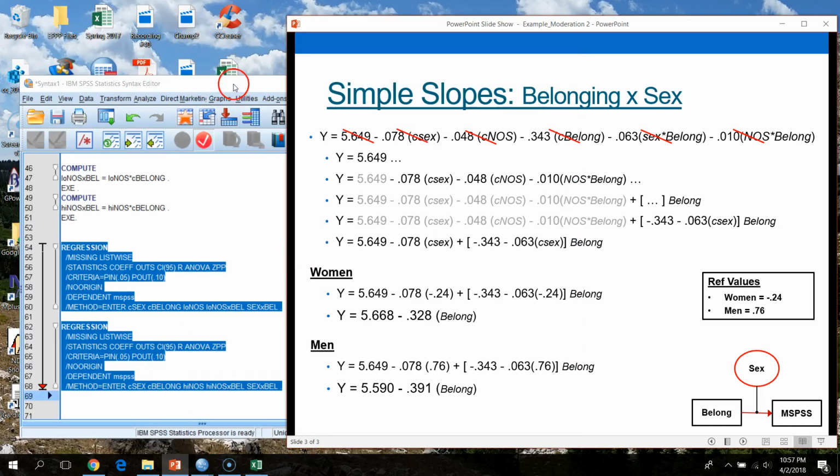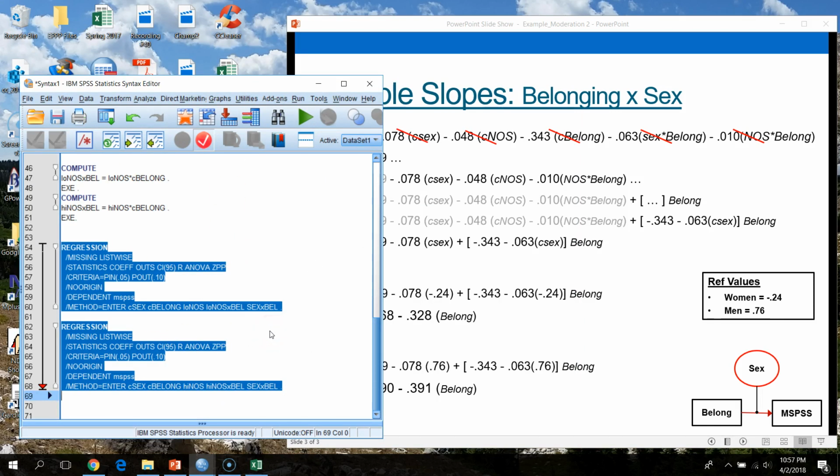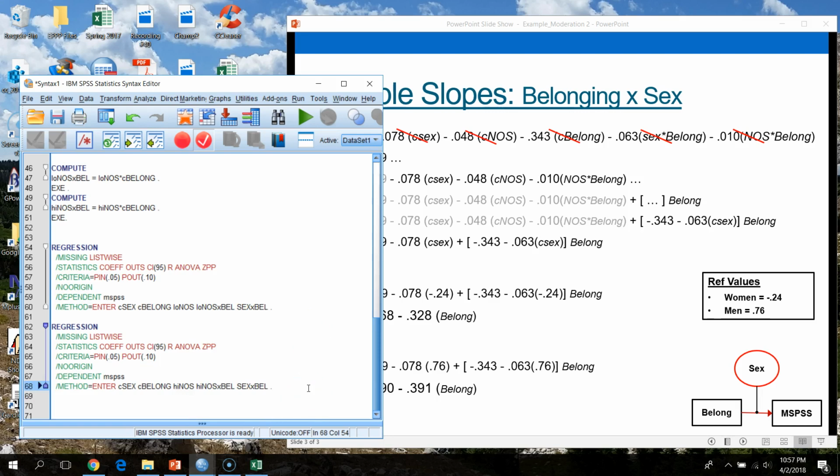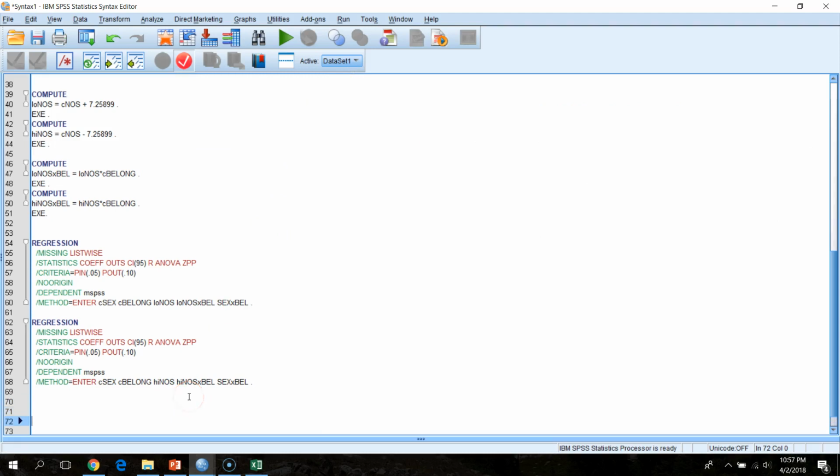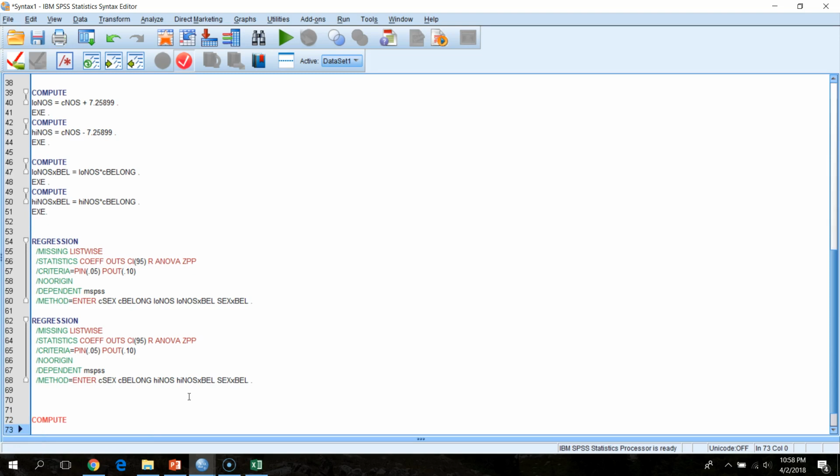what I might want to do, if it were significant, is take a look at the relation of belongingness across men and women. Again, what I would want to do in SPSS is get a sense for whether or not that was statistically reliable. So we're pretending that the sex by belongingness interaction was statistically significant. What I would do in this case is go through and again calculate some new variables here.